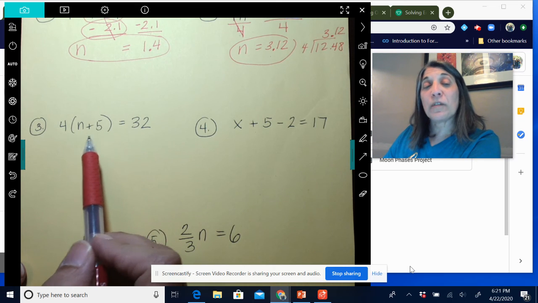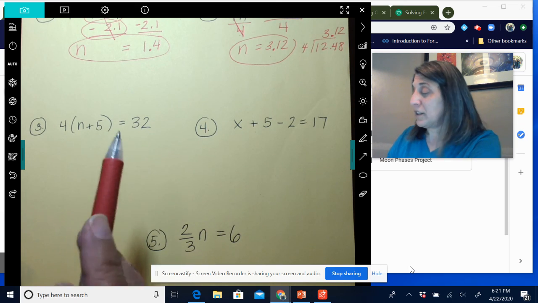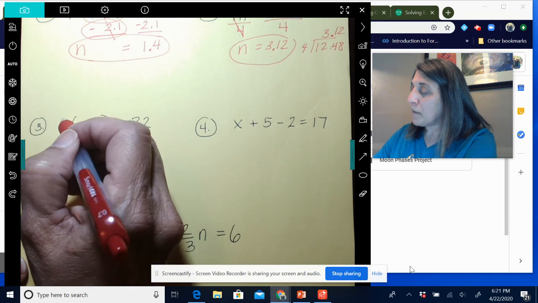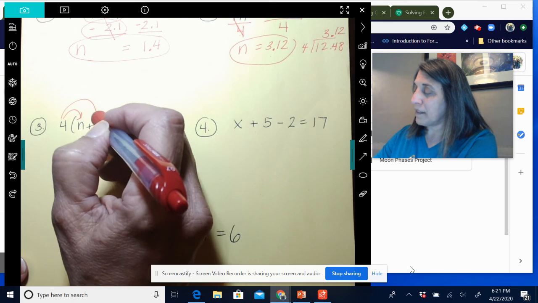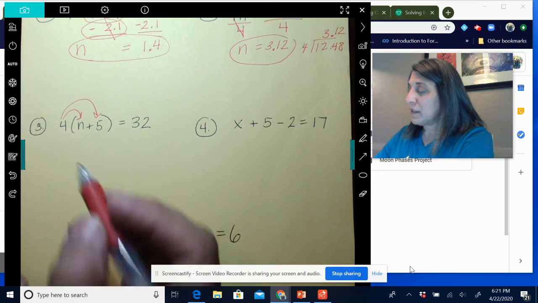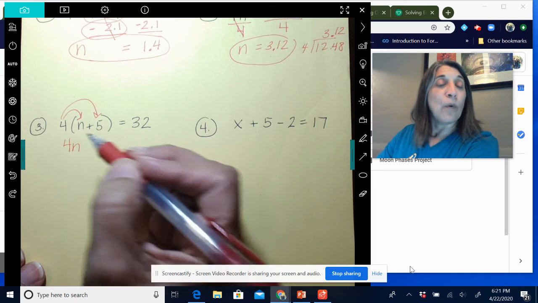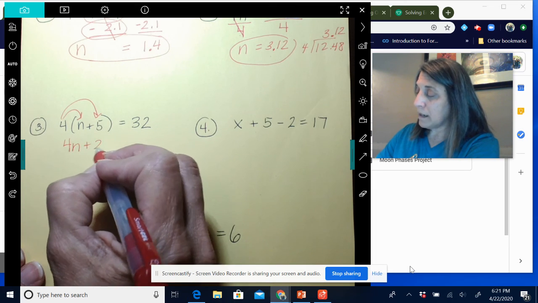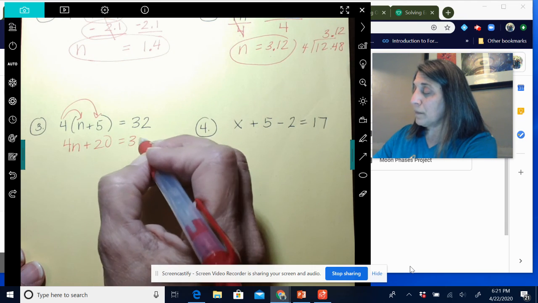So this one had the distributive property first. So this is not a one-step equation. This is a multi-step equation. Because the first thing you have to do is multiply your 4 by the n and your 4 by the 5. Each thing inside the parentheses needs to be multiplied. This is the distributive property. So 4 times n is 4n. 4 times 5 is 20. I keep the same addition sign. And then it's equal to 32.